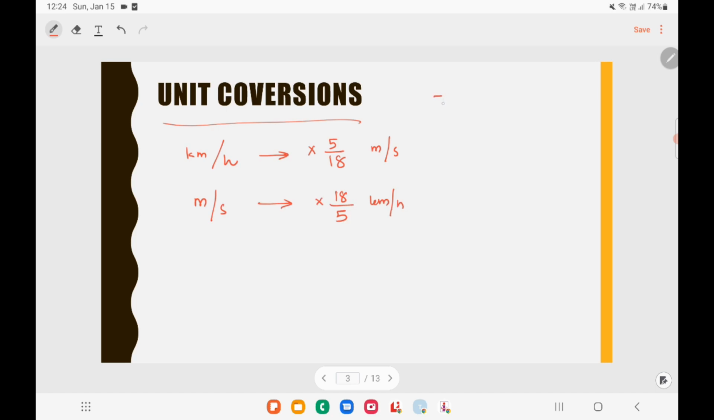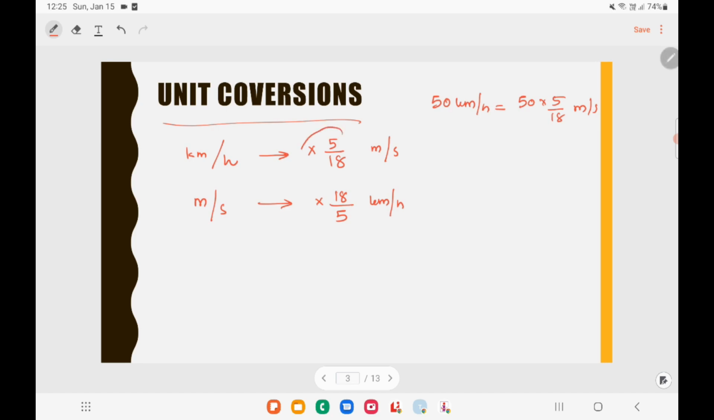For example, in the previous example I told you that the speed of the car was 50 kilometer per hour. So this is equal to 50 into 5/18 meter per second. If you solve this one, you will get the 50 kilometer per hour in meter per second. That means how many meters the car travels in 1 second.